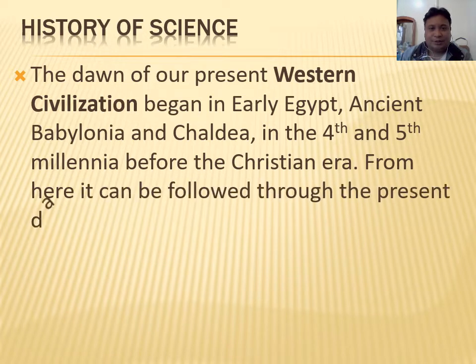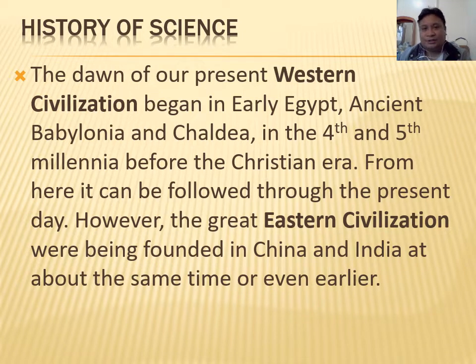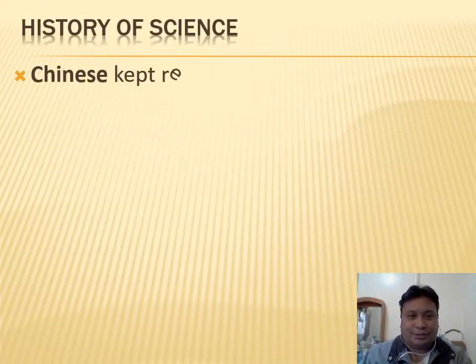Okay, so the dawn of our present Western civilization began in early Egypt, in ancient Babylonia and Chaldea in fourth and fifth millennia, before the Christian era. So from here, it can be followed through the present day. However, the great Eastern civilization was found in China as well as in India about the same time and even earlier than that. So the next one is from China.